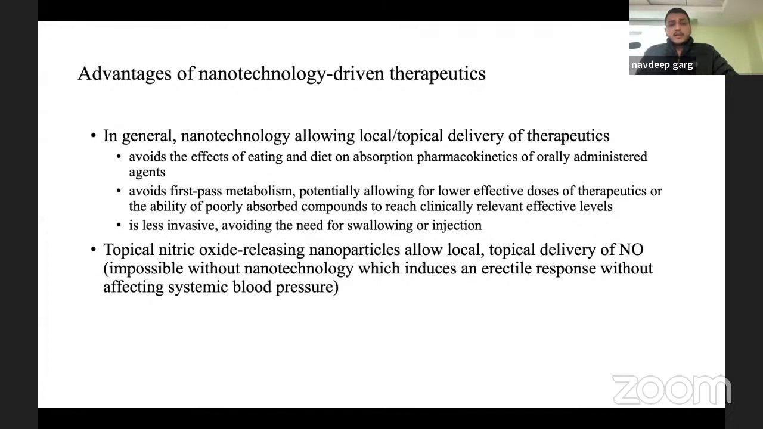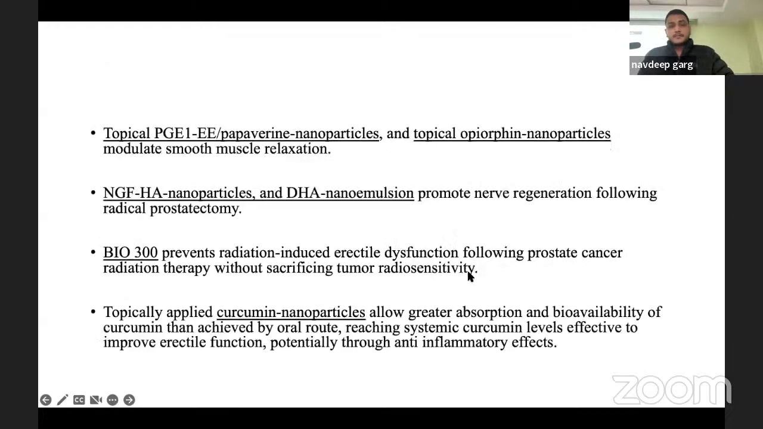The various topical nitric oxide releasing nanoparticles have led to local and topical delivery of nitric oxide, which is impossible without nanotechnology, as it induces the erectile response without affecting the systemic blood pressure. Other topical PGE1 as well as papaverine nanoparticles are also used, which modulate smooth muscle relaxation in erectile dysfunction. Nerve growth factor as well as DHA nanoemulsion also promote nerve regeneration following radical prostatectomy, and Bio 300 also prevents radiation-induced erectile dysfunction following prostate cancer radiation therapy without sacrificing tumor radiosensitivity.